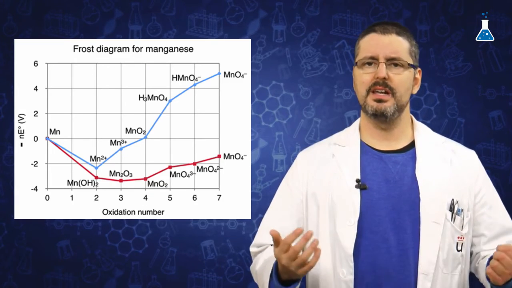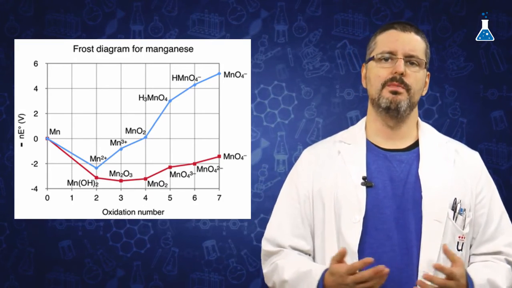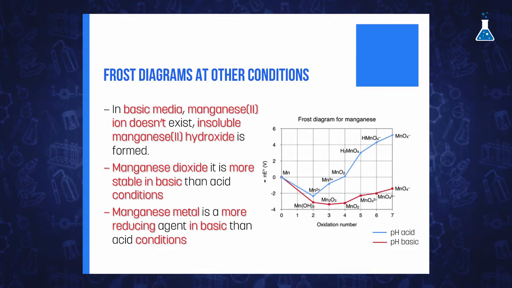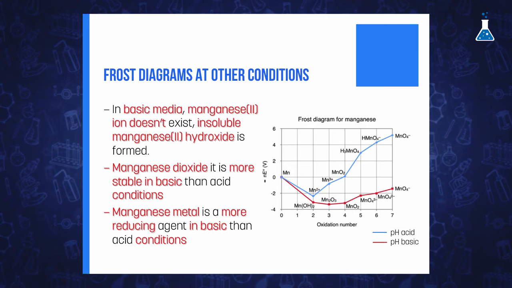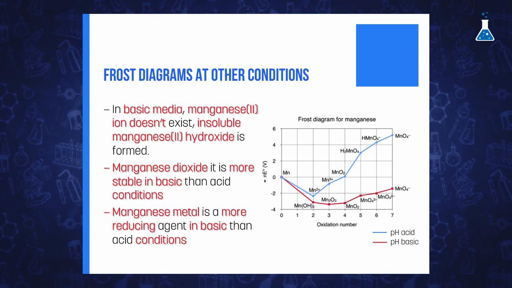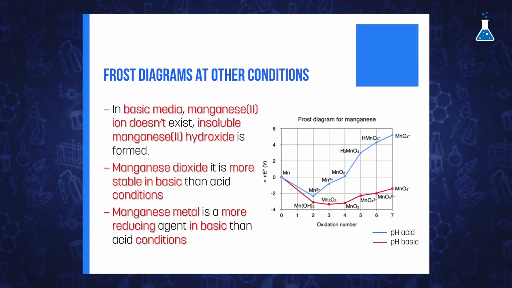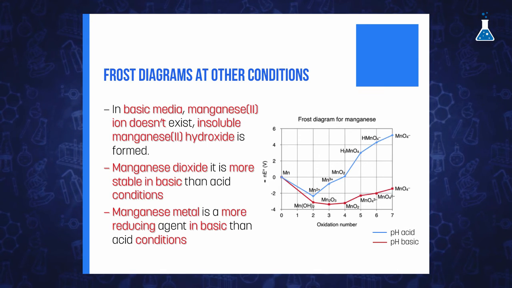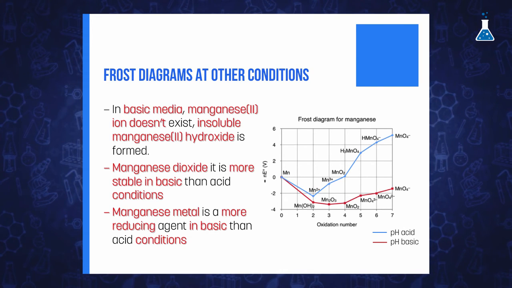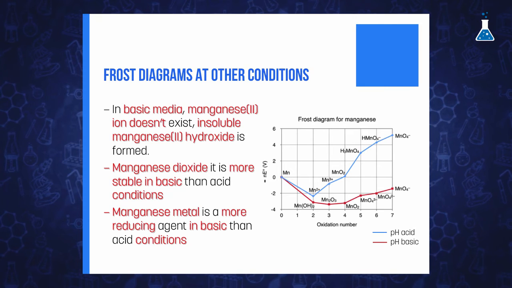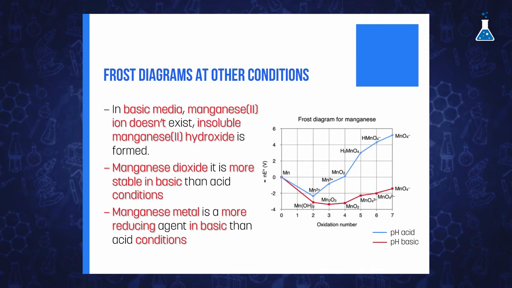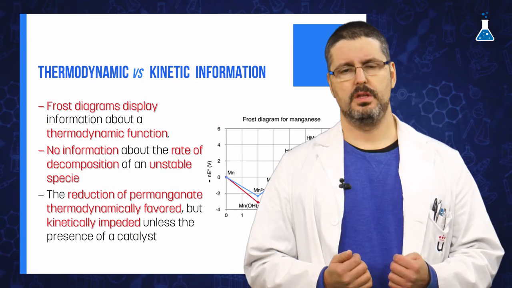This fact can be easily observed in the Frost diagram of manganese in both basic and acid pH. In a basic medium, manganese 2 ion doesn't exist because insoluble manganese 2 hydroxide is formed. It's for that reason that this is the species that appears in the diagram in this condition. We can see, for example, how manganese dioxide is more stable in basic than in acid conditions, or the different reducing strength of manganese metal depending on the pH.